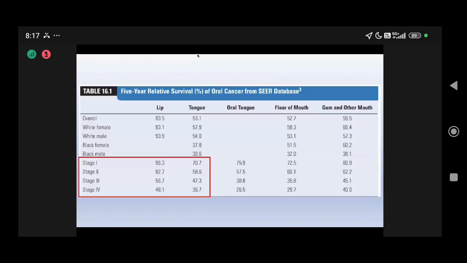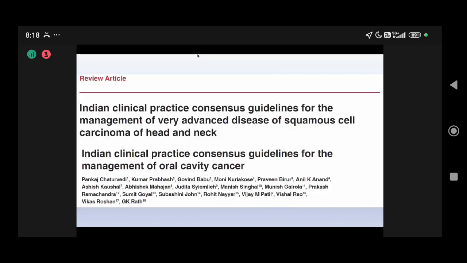If we see this SEER database about the 5-year relative survival in the oral cancer patients, the tongue is an aggressive disease. Stage by stage, we have poor 5-year relative survival in tongue patients when compared to lip cancers or gum or mouth cancers. We also have Indian clinical practice consensus guidelines for the management of oral cavity cancer by our experts in the group, and I will urge you all to read them.